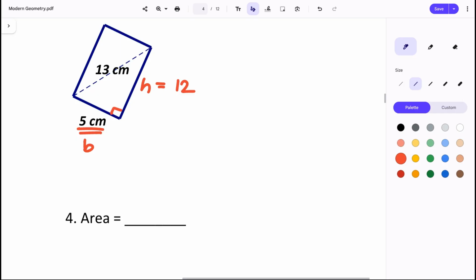So we would take 5 times 12, which is what? 60. And then it would still be centimeters squared. Very good.